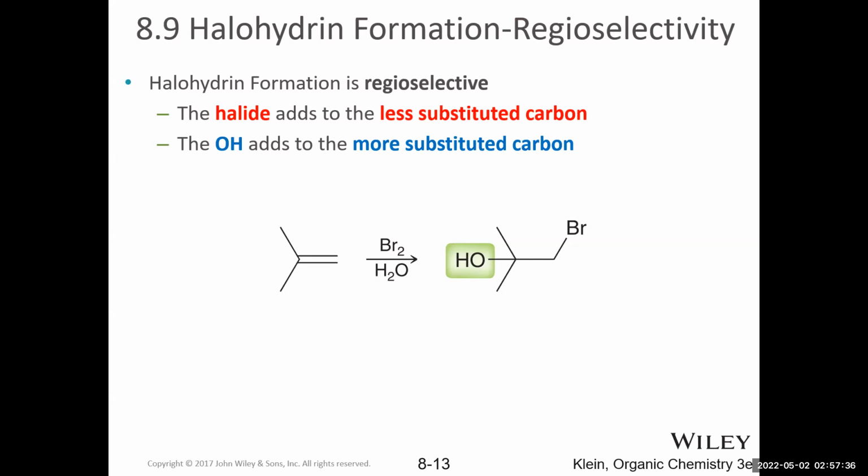I would not consider this to be Markovnikov or anti-Markovnikov regioselectivity, because Markovnikov's rule states that a hydrogen atom is likely to get added to the carbon with more hydrogen atoms. And in this case, you can see we're not adding a hydrogen atom.